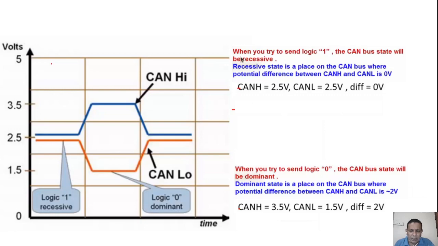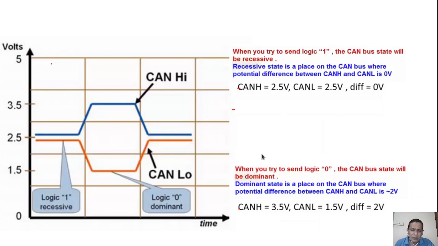So when you are sending a logic 1, both CAN high and CAN low will have 2.5 volt in the bus. So the difference between that voltage is 0. And when you are sending a logic 0, the CAN low will have 1.5 volt in the bus and CAN high will have 3.5 volt in the bus. So the difference is 2 volts. So for logic zero, the difference voltage is 2 volts between CAN high and CAN low, and that mode is known as dominant mode.